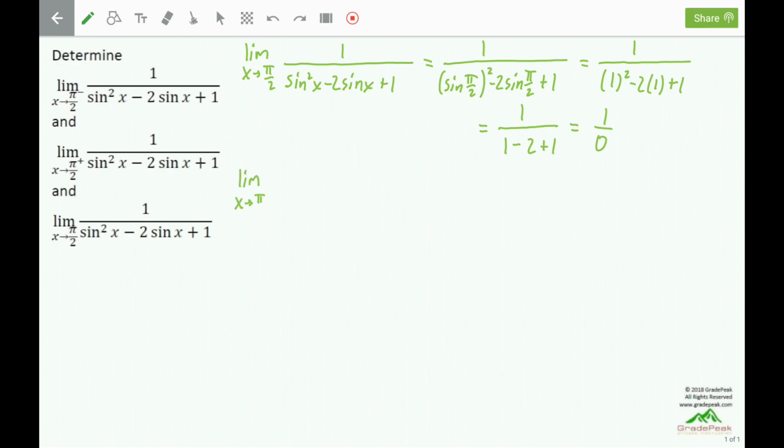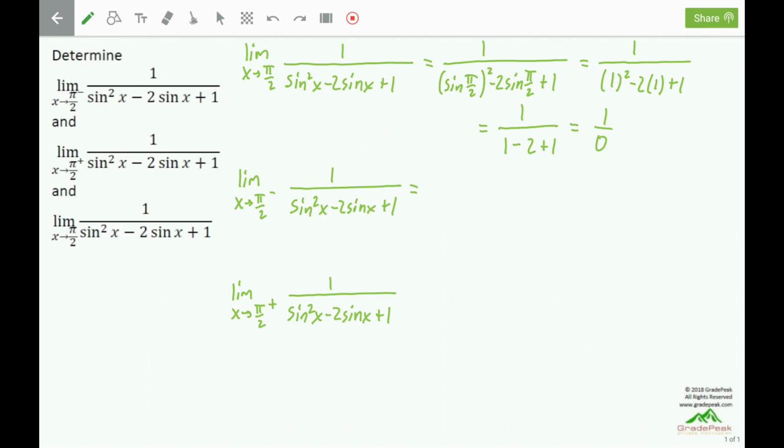We have the left-sided limit indicated by the negative superscript on the pi over 2, of 1 over sine squared x minus 2 sine x plus 1. And the right-sided limit indicated by the positive superscript on the pi over 2, of 1 over sine squared x minus 2 sine x plus 1. Let's start with the left-sided limit.